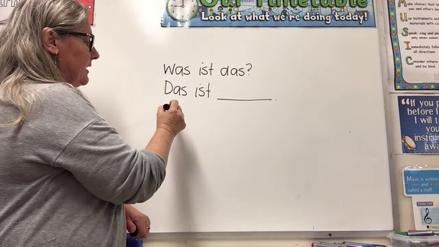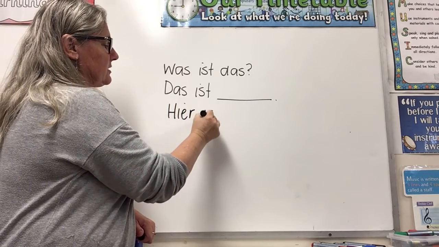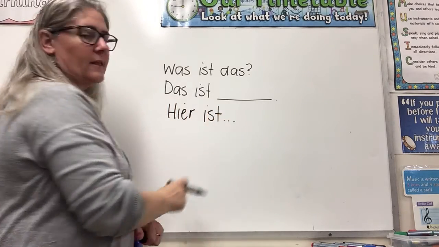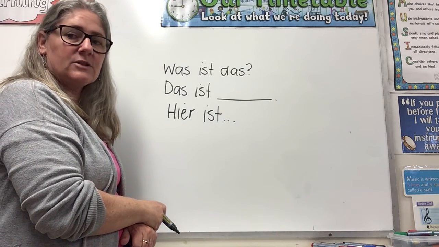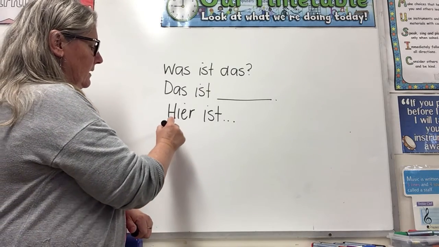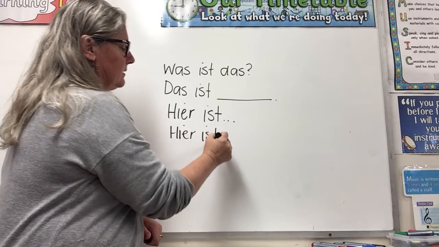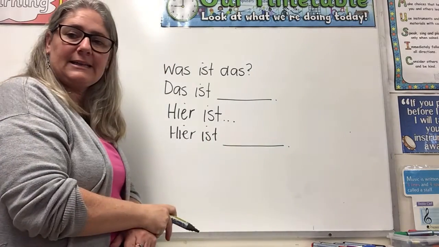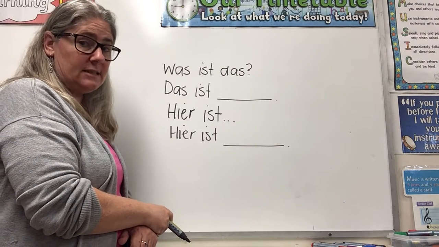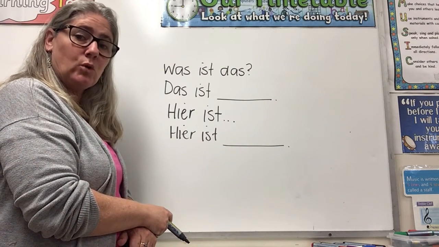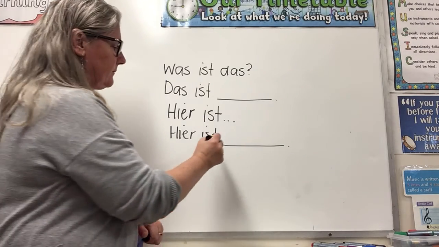The next phrase we had was hier ist. That means here is. Let's write a sentence. Hier ist eine Katze, for example. Hier ist ein Hund. The word ein means one.